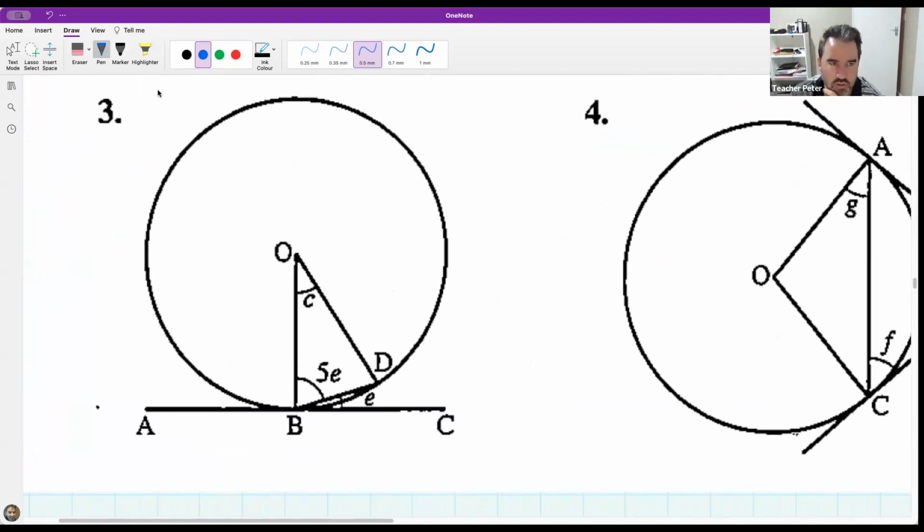So in this question, you have to find the value of E, you have to find 5E, and you have to find C. And there's clearly a tangent which is sitting over here. So find me some of those answers. And if there are any questions, as always, please do put your hand up.